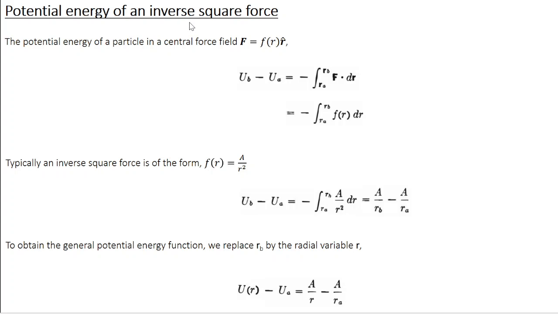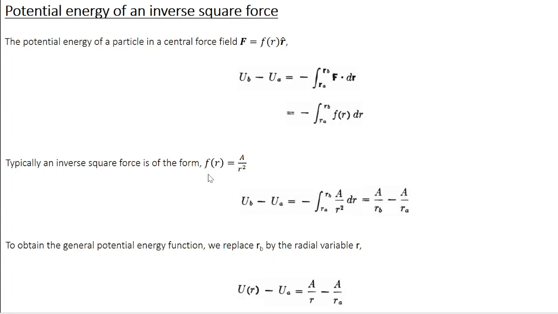Moving over to the potential energy of the inverse square force, we now know that the central force, or the inverse square force, has a general expression F equal to F of R times R cap. So you can write the change in potential energy UB minus UA equal to negative integral RA to RB of F dot dr. Substitute for F now, so the expression becomes minus integral RA to RB of F of R dr.